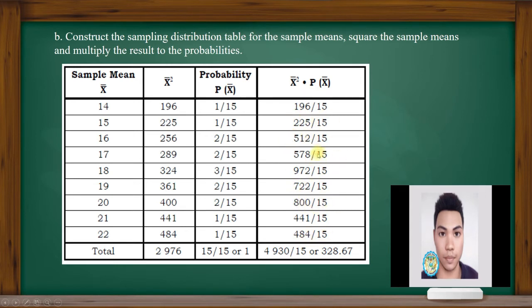And then you just add them. Since the denominators are the same, we just add the numerators. So the total is 493 over 15 or 320.67.